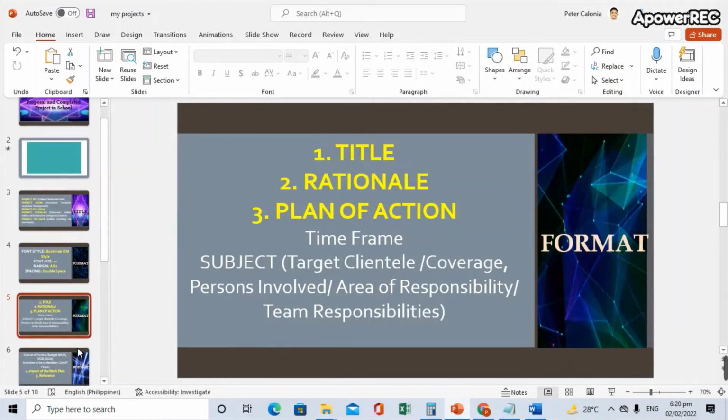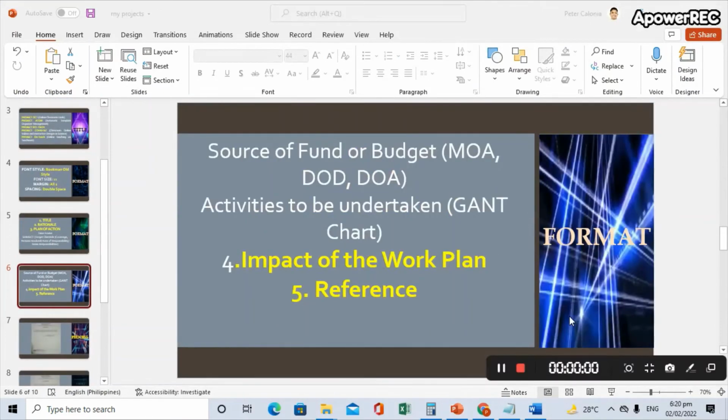Okay, and next is your source of fund. And of course, the source of fund or budget should not come from MOOE. It should be from donations. That is why at the end, once your project has been completed, you need to include in your appendices the memorandum of agreement, the deed of donations, and of course the deed of acceptance, and of course the monitoring and evaluation form from the evaluators. So do not forget to include that in your appendices once you have completed your project.